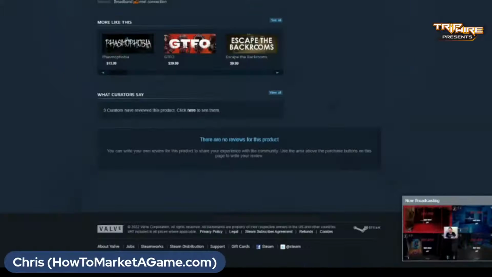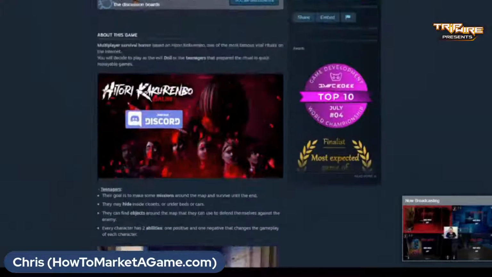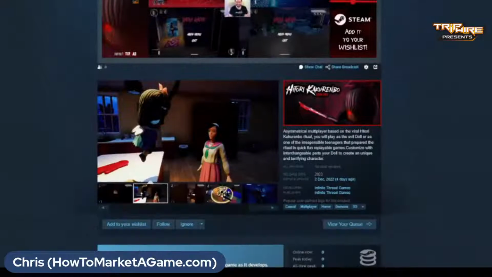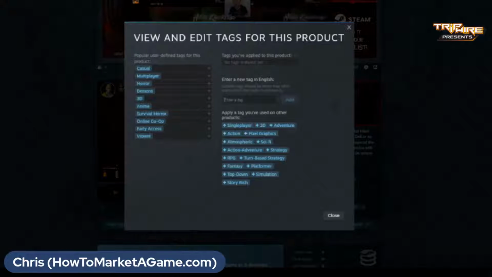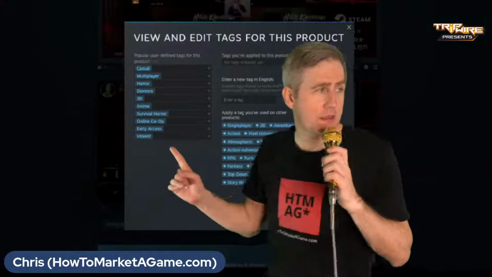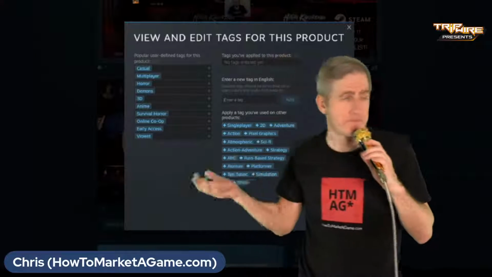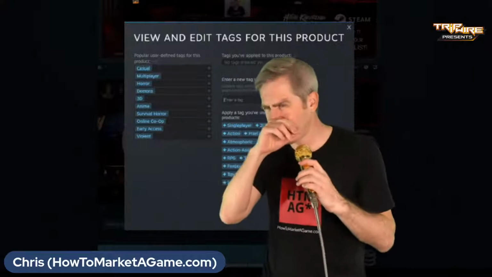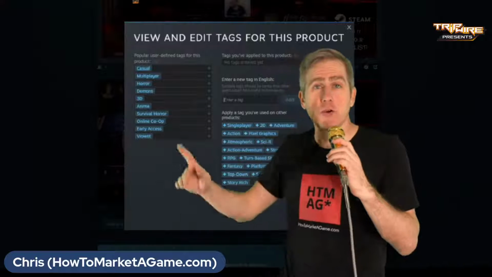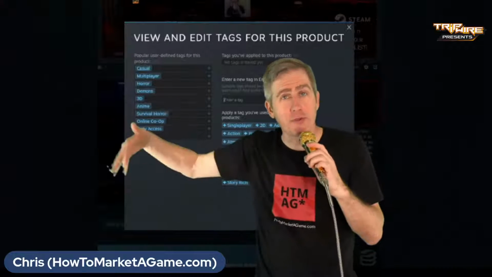Okay. Now, we talked about tickling the algorithm. Look at these tags. You need 20 tags. Basically what you do, is it 15 or 20? I forget which one it is. Go through the tagging wizard and add those tags.